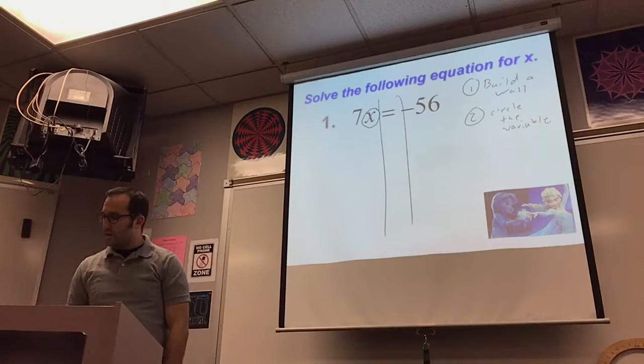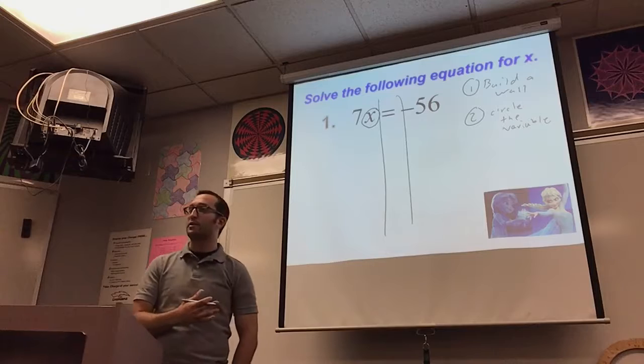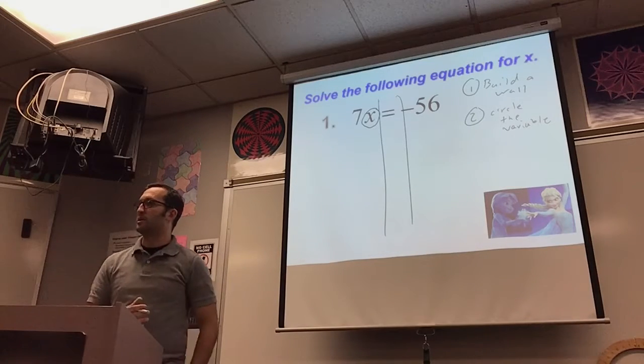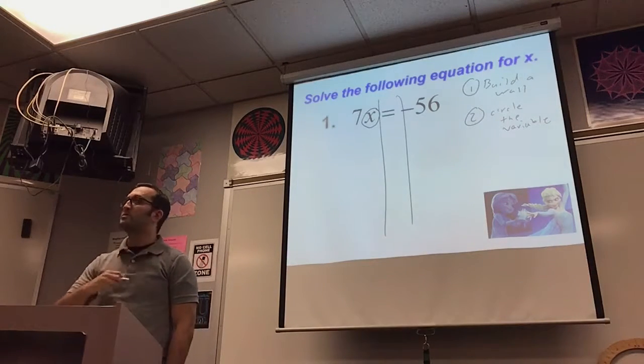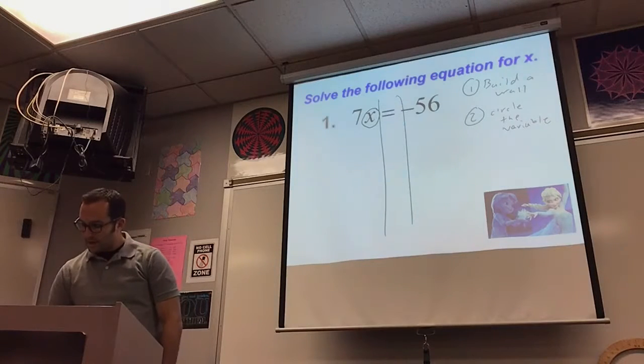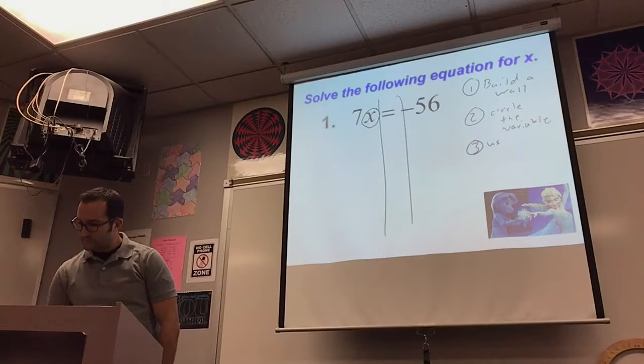So we circle the variable so that way we know which side of the equation to focus on. Which side of the equation are we going to focus on? The left side. We want to eliminate everything that's not the x on the left. How do we do that?